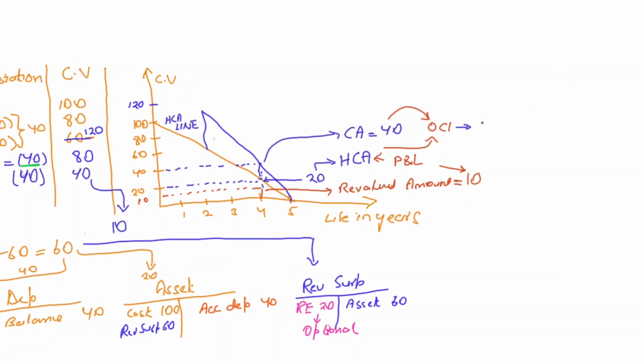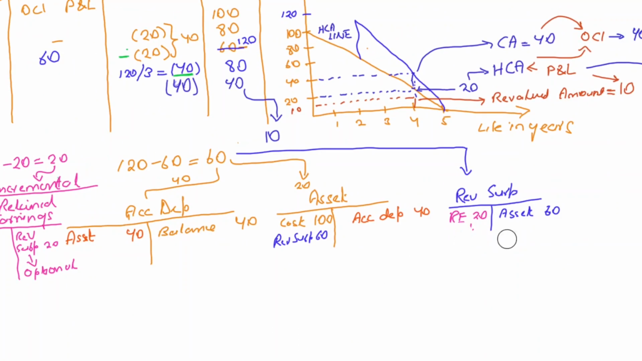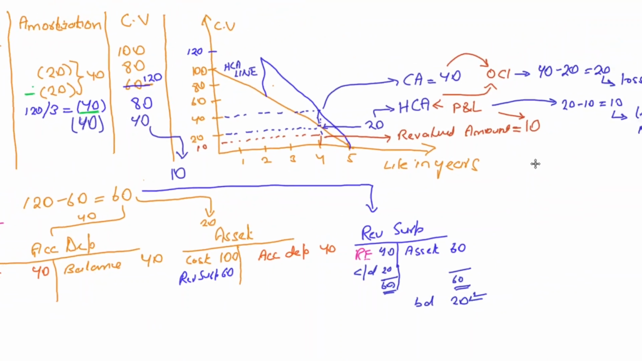So as you can see, we cannot reduce revaluation surplus below zero. That is why once all of the revaluation surplus of that asset has been taken out of that account, we will not take out any more, and all of the remaining effect would go through the profit or loss account.